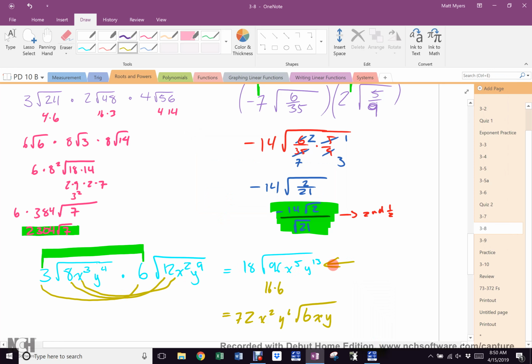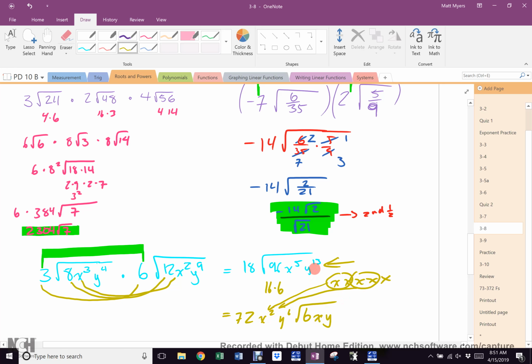Then you're doing what we do now. 96 breaks down like always. X to the fifth means there's 5 x's under there. I'm looking for groups of 2. So I have x times x times x times x times x. There's a group of 2, so out comes a single x. There's a group of 2, so out comes a second x. X times x gets me x squared. I left an x.